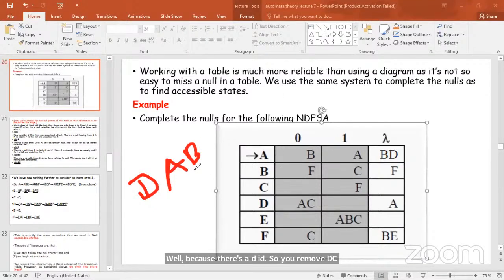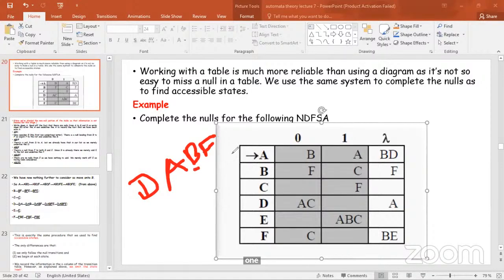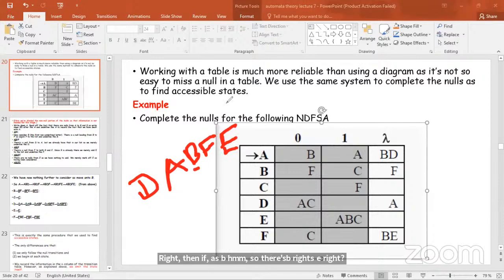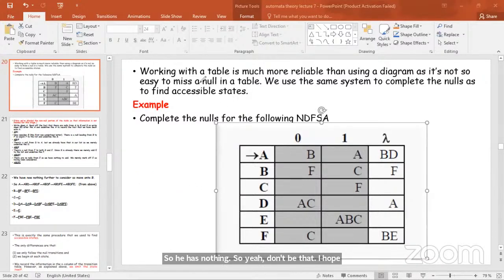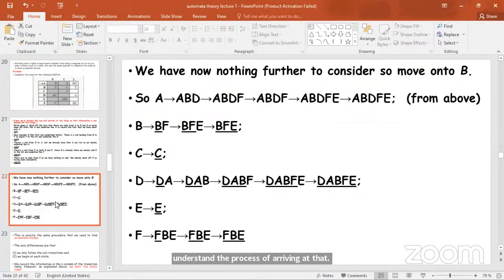Then the next one is what? B. B has F, right? Then F has B, E. So there's B, you write E, right? So E has nothing. So you are done with that. I hope you understand the process of arriving at that. Just like removing inaccessible states. Then E has nothing, and it goes on like that.